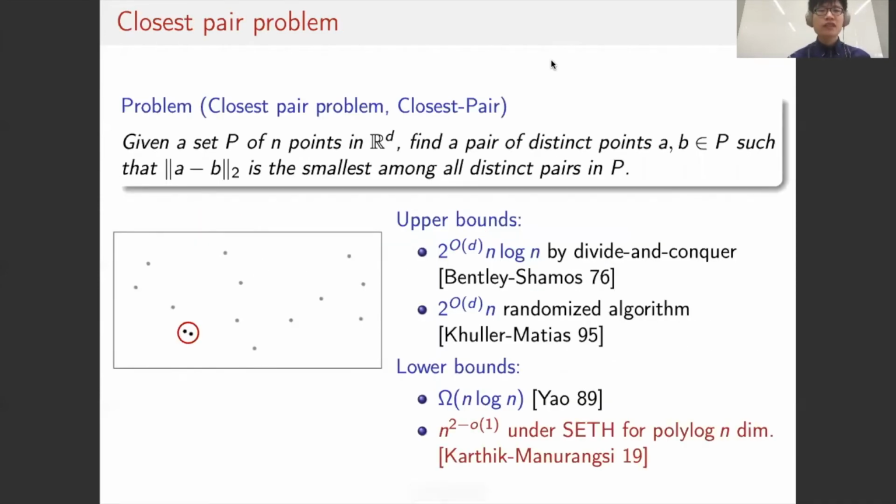Here is the definition of the closest pair problem. Given a set of n points in a d-dimensional space, you need to find a pair of distinct points A and B such that their distance is the smallest among all pairs. Classically, the famous textbook algorithm is the n log n time algorithm by divide and conquer. In 1995, Khuller and Matias gave a 2 to the d times n randomized algorithm. On the negative side, Yao proved that the lower bound is Omega(n log n). Further, Karthik and Manurangsi in 2019 improved this result to n to the 2 minus o(1) under the strong exponential time hypothesis for polylogarithmic dimension.